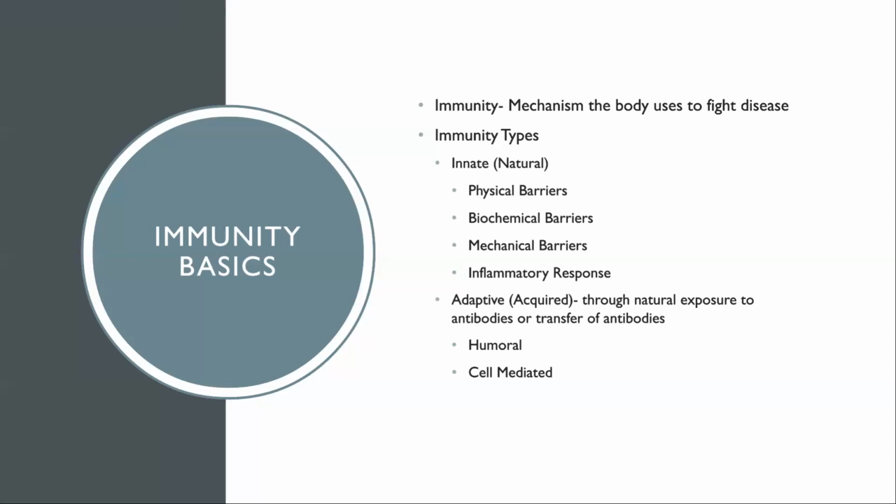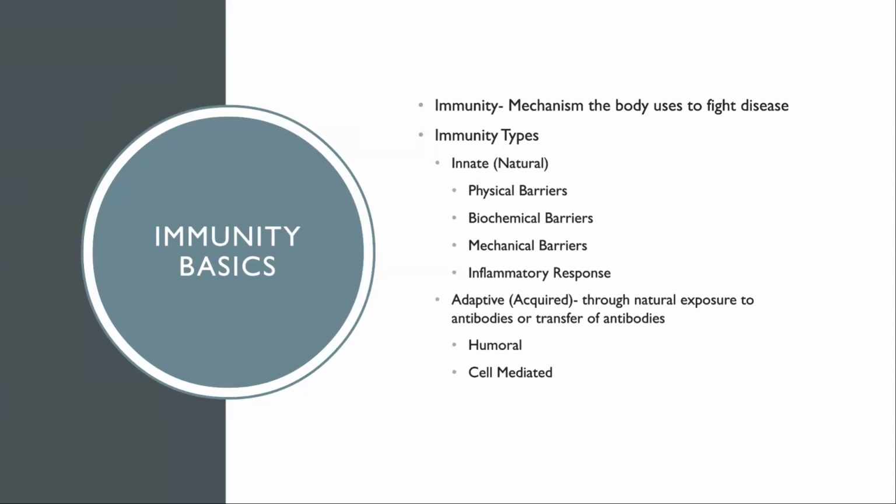Innate immunity is the barriers our body has to prevent any infectious bacteria from getting in. This can be a physical barrier like the skin, a biochemical barrier like our saliva, or a mechanical barrier such as all the cilia in our respiratory tract. Another part of our innate or natural immunity is our inflammatory response.